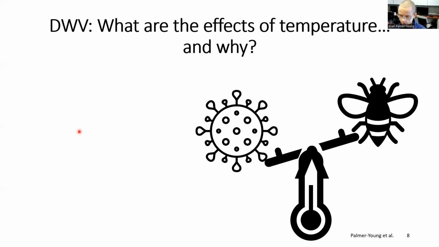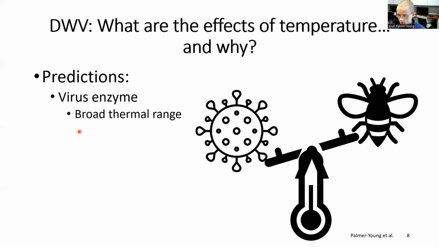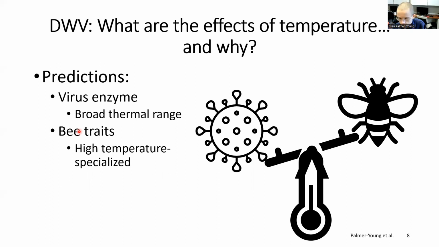We predicted that the virus enzyme would maintain activity across a wide temperature range, consistent with its distribution in a wide range of ectothermic hosts, whereas honeybee physiology would be highly temperature sensitive, achieving peak function only within a narrow band of high temperatures. As a result, parasites would be at a progressive disadvantage with increasing temperature, resulting in reduction in infection over the temperature range found in colonies.